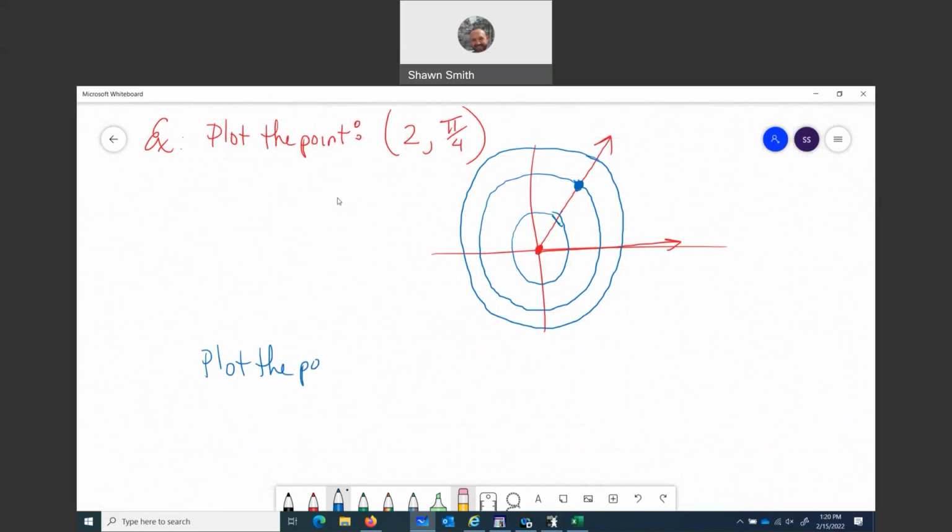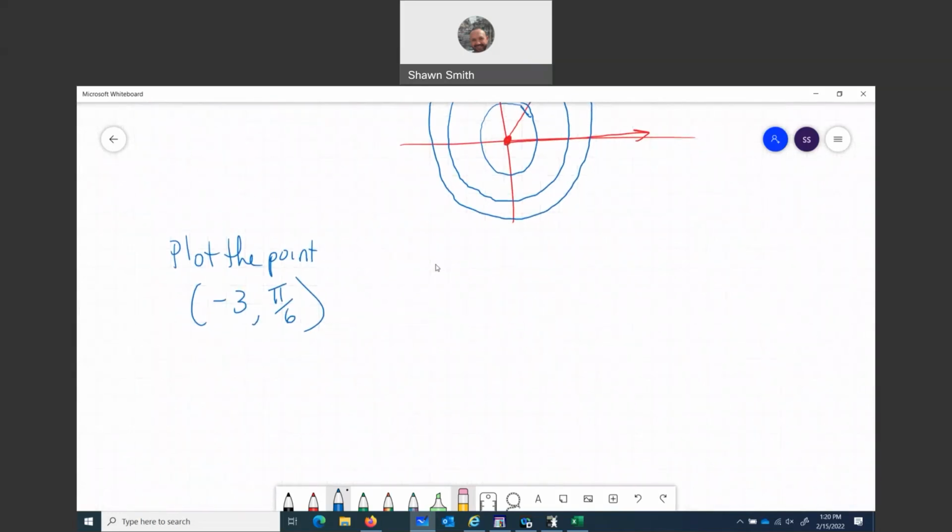Plot the point (-3, pi over 6). All right, so our r value is negative, so I still plot pi over 6 first. Pi over 6 is 30 degrees, so about like that, perhaps. But from the pole, I have to walk backwards. So in this direction, this way, 3 units. That's where we'd be located.